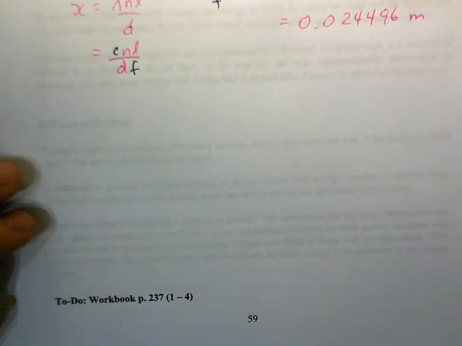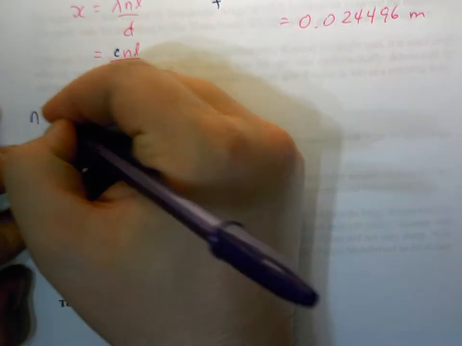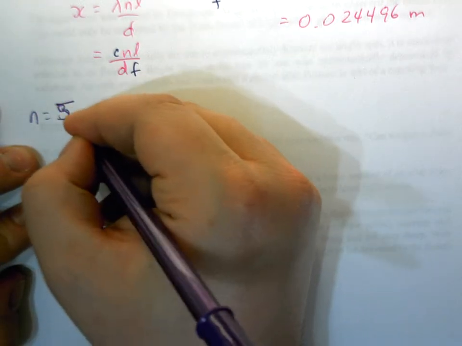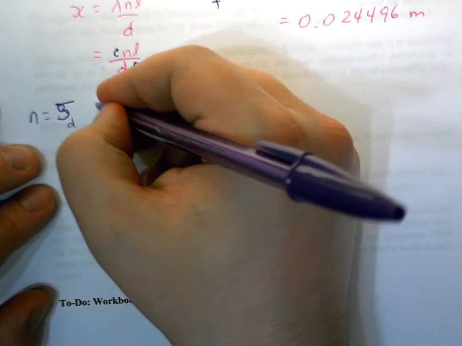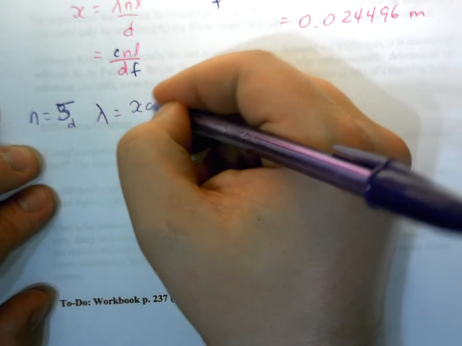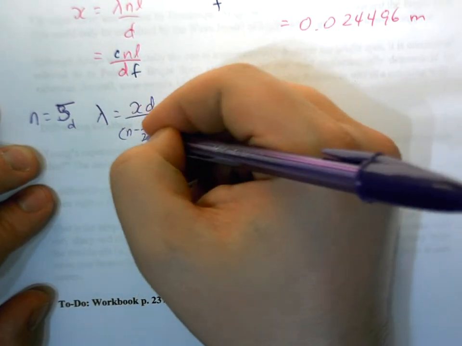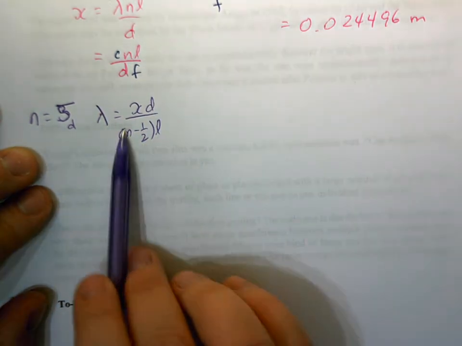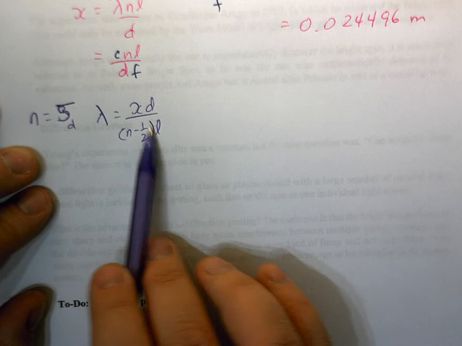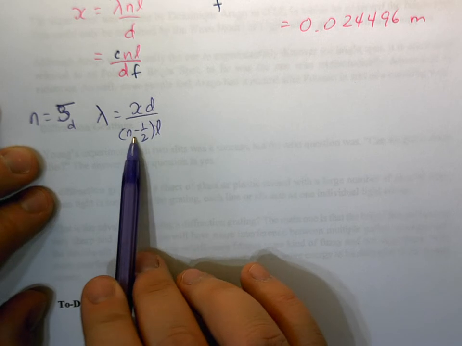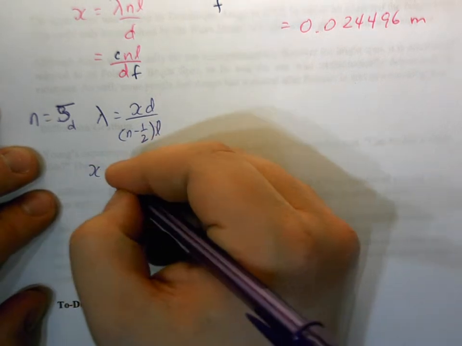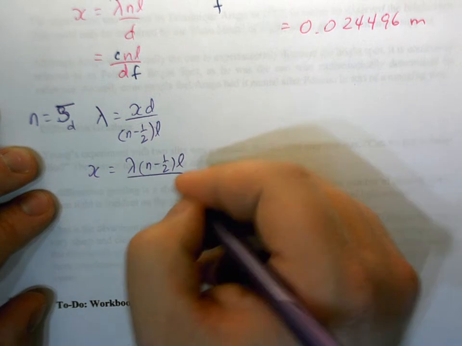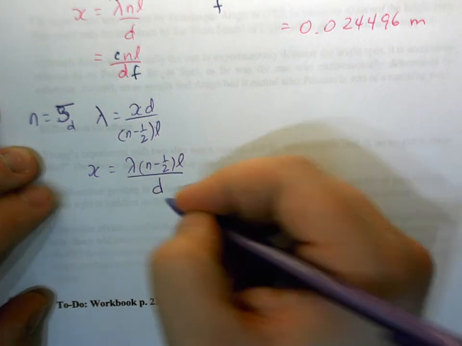So if we look at the dark fringe, now we're going to look at n equals 5, and I'll put a little d there for dark. So this time we're going to want lambda equals xd over (n minus 1/2) L. We've got to be a bit more careful this time, because we want this for the dark fringe, or that destructive interference. So again, we're going to solve for x. x is going to be lambda (n minus 1/2) L divided by d.